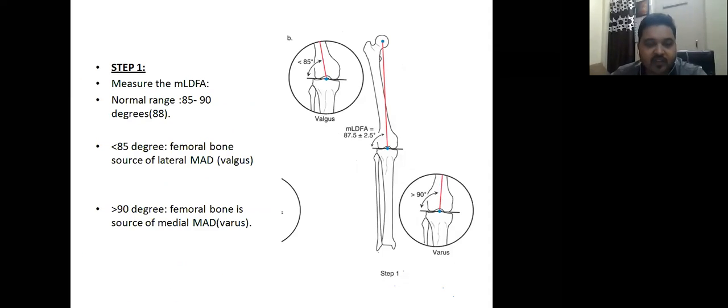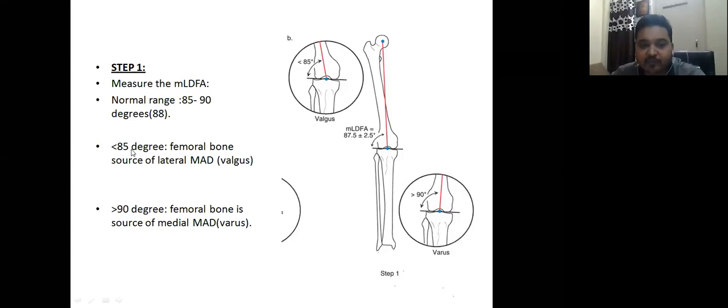Next, there is step 1. Step 1 is to measure the mLDFA. The small m suggests it is the lateral distal femoral angle as per the mechanical axis, the mechanical lateral distal femoral angle. As I earlier said, the normal range is 88 to 90 degrees, but most probably in a normal individual it would be 88 degrees. Any deviation from there tells us whether there is a deformity in the femur or in the tibia. So first we have to see the femur, and then the tibia.